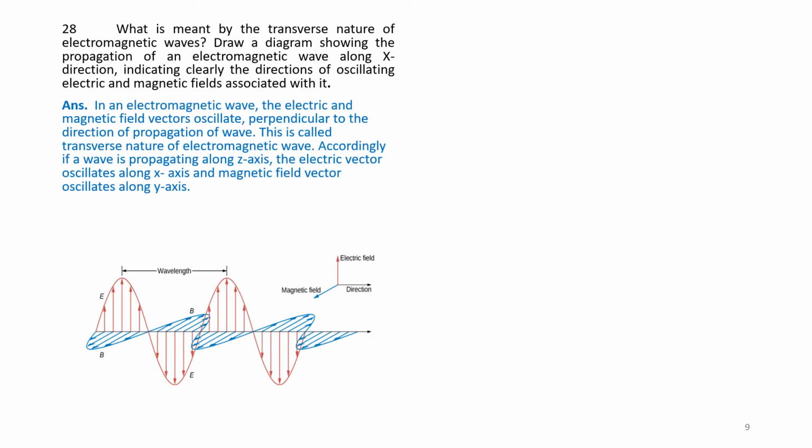Question number 28. What is meant by the transverse nature of electromagnetic wave? Draw a diagram showing the propagation of an electromagnetic wave along the x direction. Indicate clearly the directions of the oscillating electric and magnetic fields associated with it. This we have already answered in the previous section, so I am skipping it.